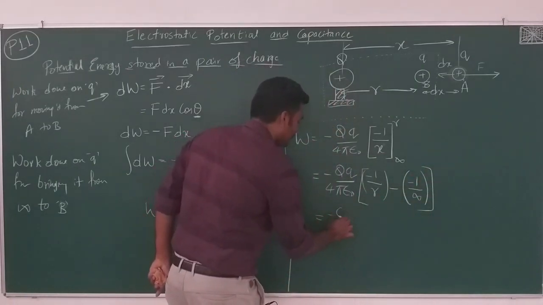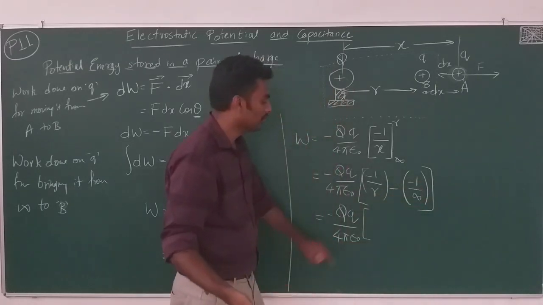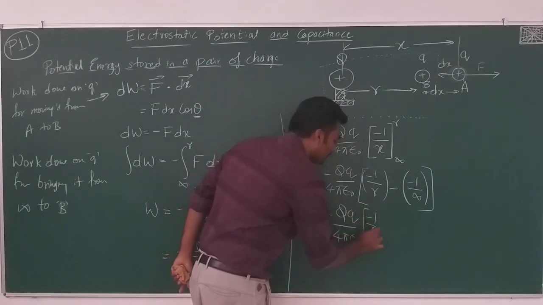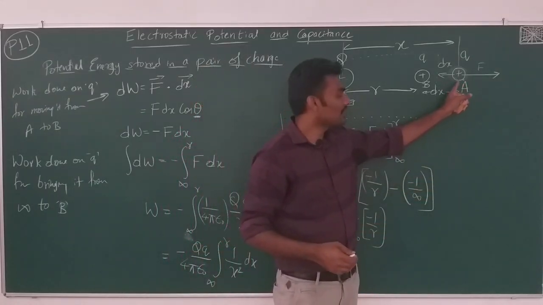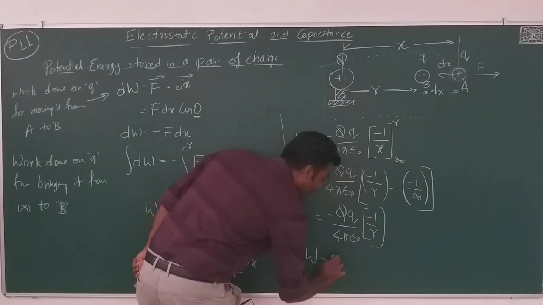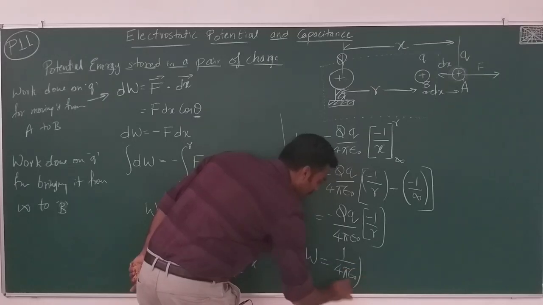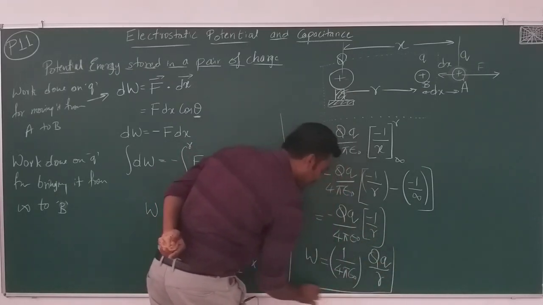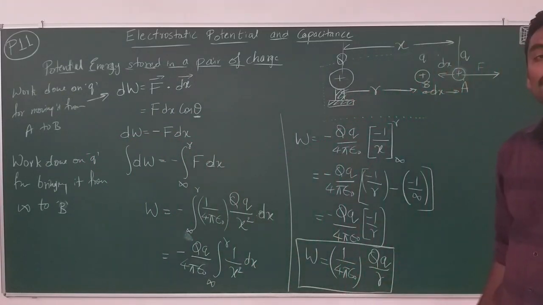Now, 1 by infinity is 0, so this part vanishes, and what is left inside the square bracket is minus 1 by r, with minus into minus giving plus. So the total work I need to do in order to bring this charge small q from infinity to this point is this much. W is equal to 1 by 4 pi epsilon naught, which I write first, as we wrote the formula of force and field, and then Qq by r. You can look at the formula, it seems familiar to you, right? 1 by 4 pi epsilon naught q1 q2 by r squared.